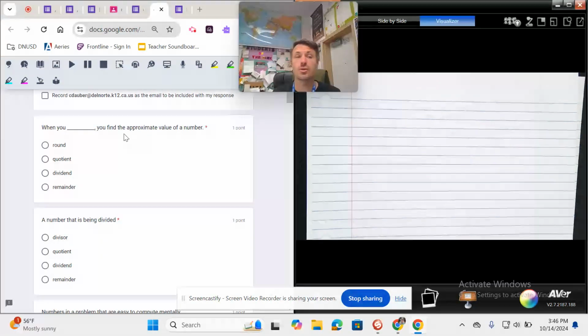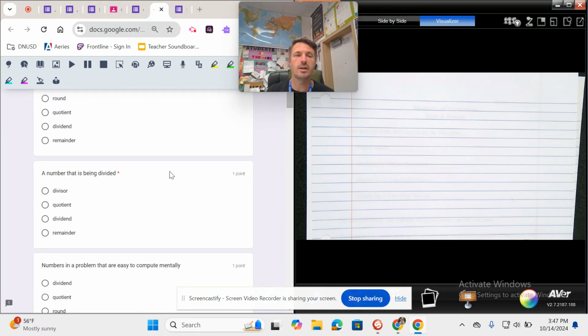It means you find an answer that's around the exact answer, but not exactly the right answer, and that's rounding. When you're rounding, you're finding an estimate or an approximate answer, an answer that's around the exact answer. So when you round, you find the approximate value of a number.